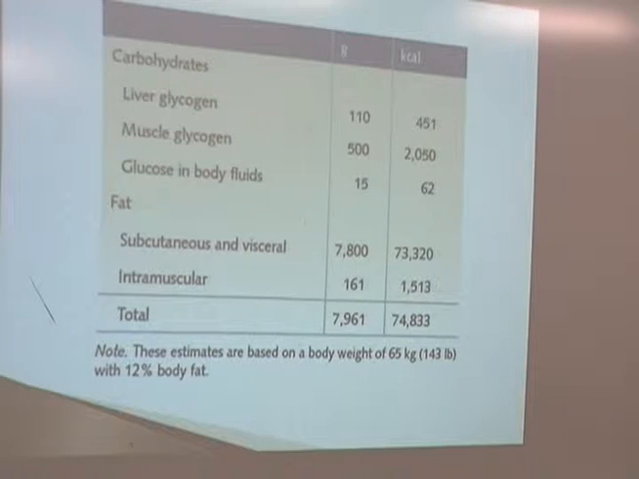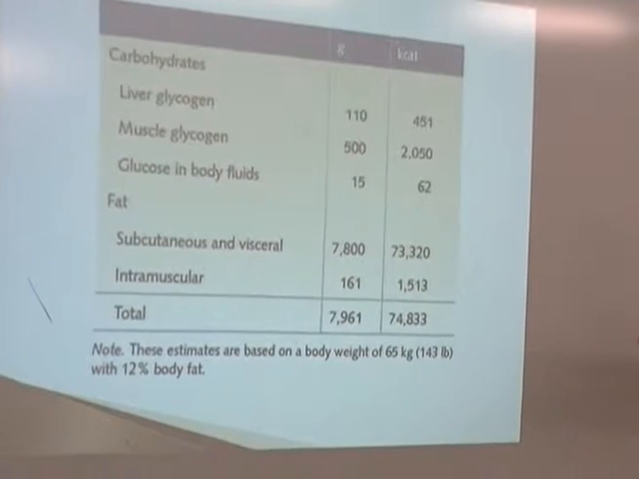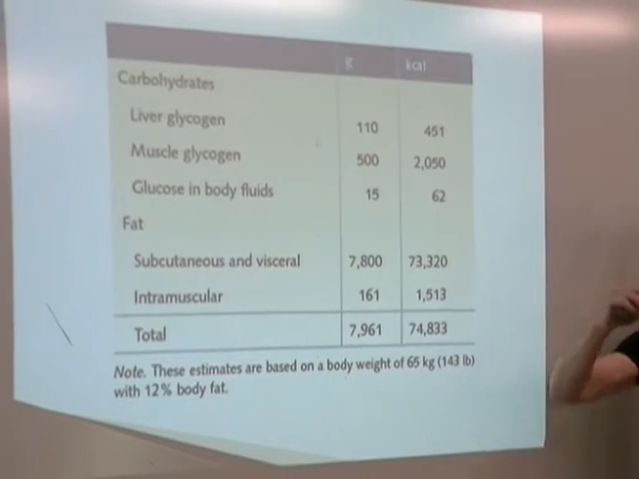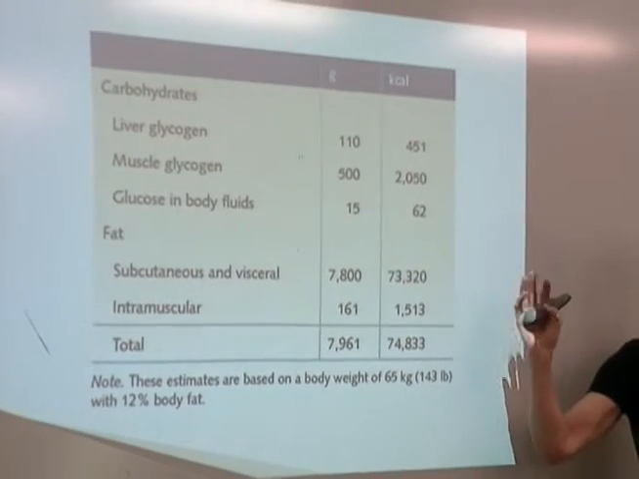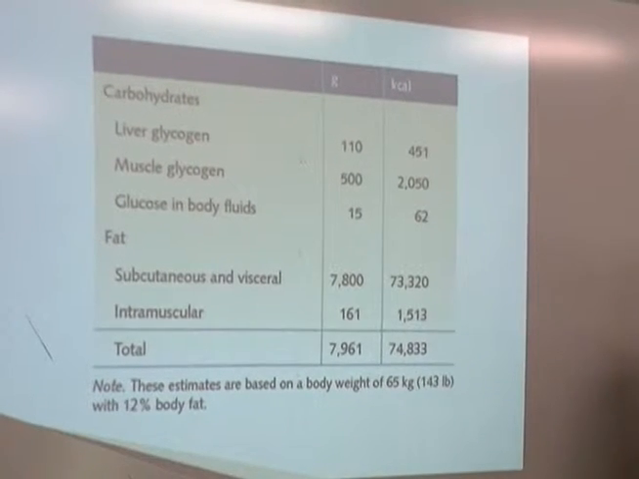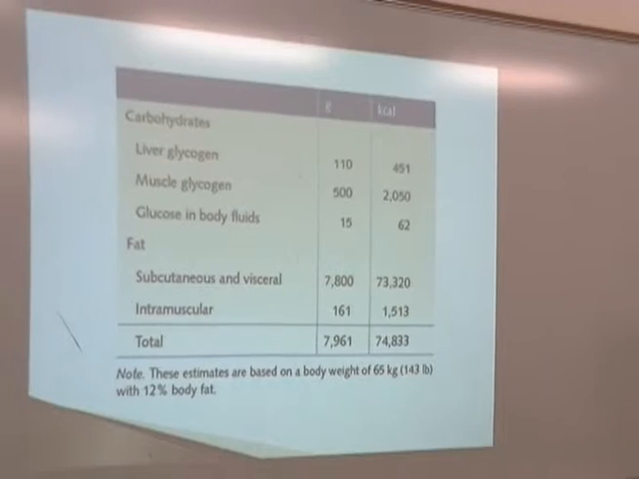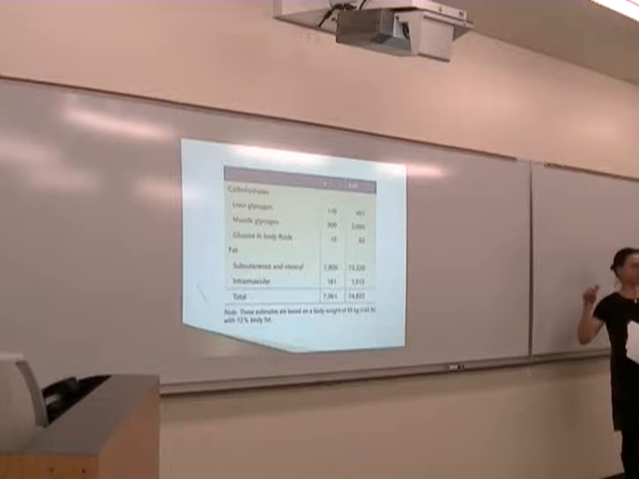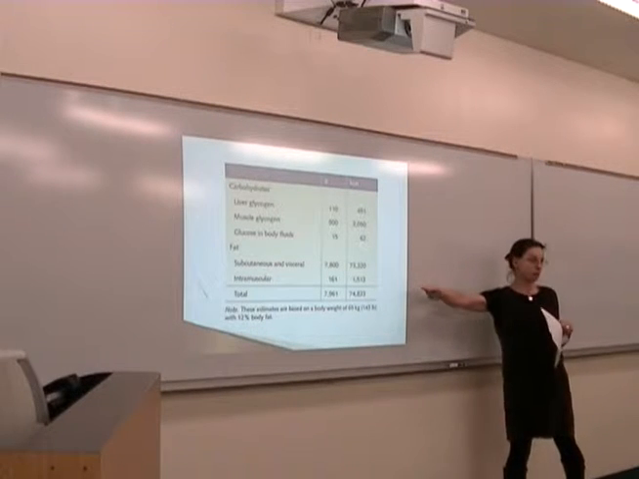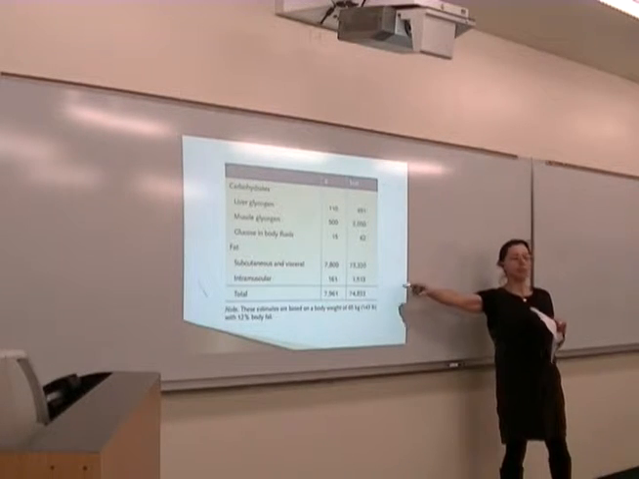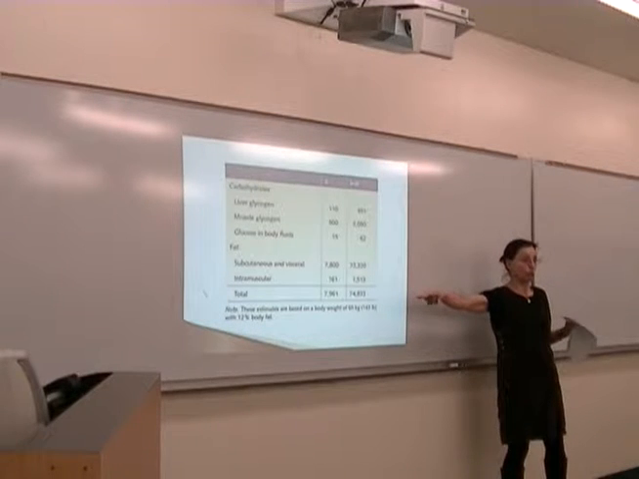Right? A lot of fat. And this is 12% body fat. And we have thousands upon thousands of calories of energy stored. Okay? So running out of energy, if I'm running out of fat, is not feasible. You'd have to be in serious, serious trouble. You're either starving yourself or you're stuck on a mountain. Right? You would have to be in serious, serious trouble to run out of fat stores.